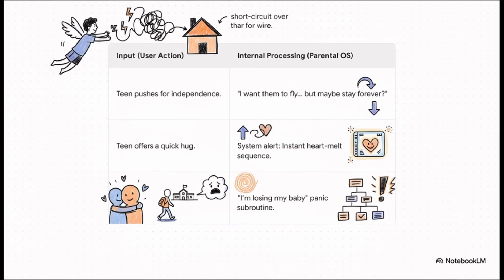Okay, check this out. This is how the parental OS actually processes what you do. When you, the user, push for a little independence, their internal logic board kind of short circuits. It kicks off this protocol that's like, I want them to fly, but what if they just stayed forever? And something as simple as a quick hug? Whoa, that triggers an instant heart melt sequence. Understanding this whole input-output system is absolutely the key to making things run smoothly.